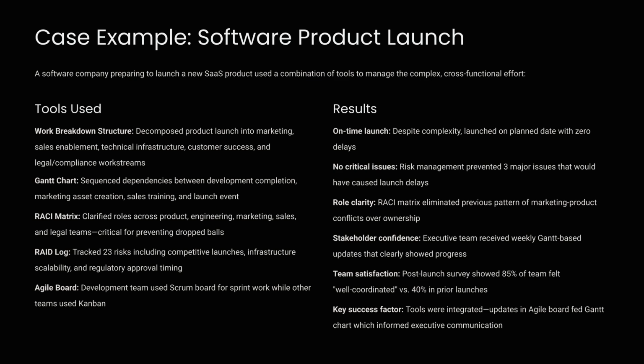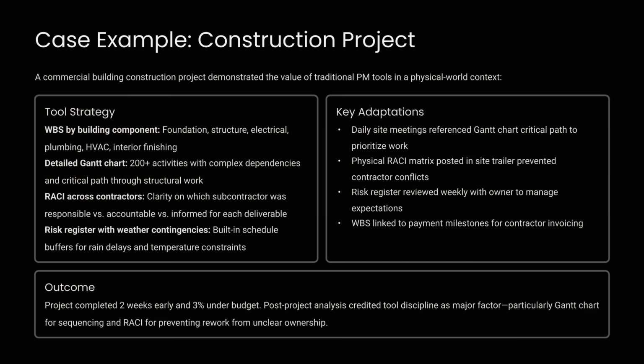In a software product launch case example, integrated tools like WBS, Gantt charts, RACI, and Agile boards led to an on-time launch. The integrated system provided role clarity and high stakeholder confidence. For a construction project, traditional tools were vital. A detailed Gantt chart, WBS by building component, and a RACI matrix across contractors resulted in the project finishing early and under budget due to strong tool discipline.